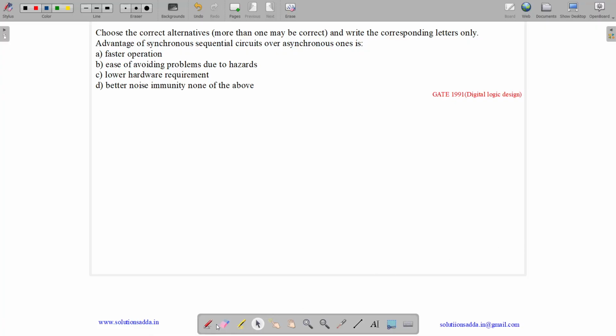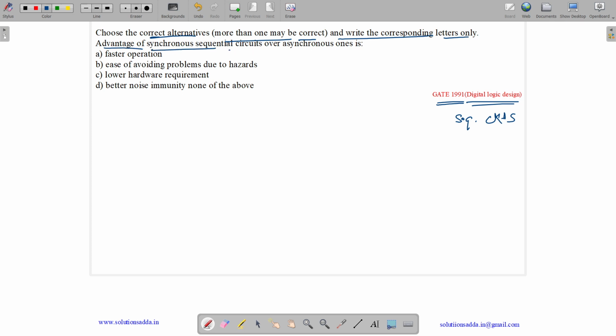This question belongs to the subject Digital Logic Design and was asked in GATE 1991. And the topic name is Sequential Circuits. So the question states, choose the correct alternatives, more than one may be correct, and write the corresponding letters only.